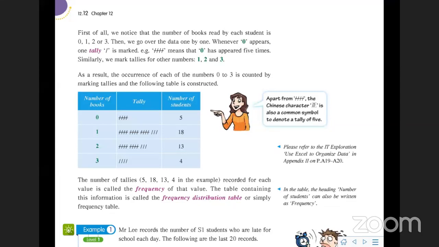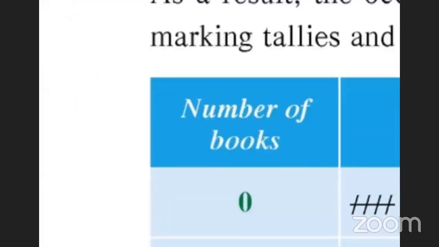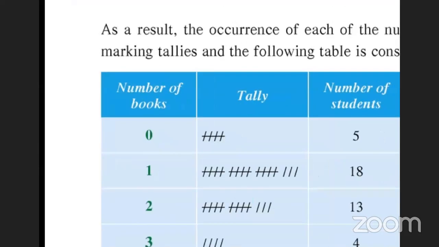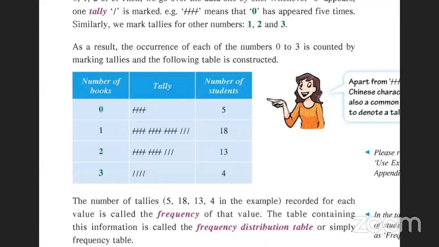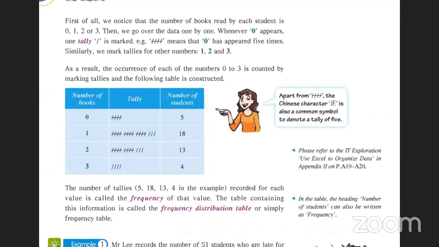Then of course, can you see that just now I just wanted to show you how to use the tally quickly. That's why I did not write the title properly. Then you can see that you need to tell what these numbers represent. They represent the number of books. Then you need to write it clearly.